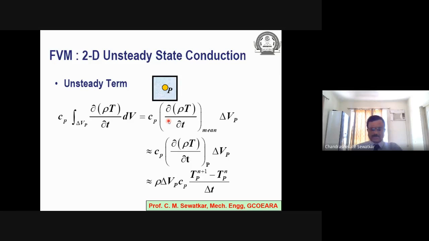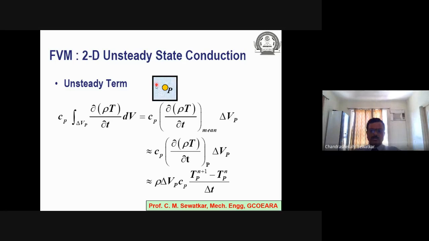So let us look at the first term. The first term is the unsteady term. When we apply the first term to a small control volume, its representation in the integral form is Cp integral over delta Vp of del by del T of rho T dV. That's an exact representation of the unsteady term as applied to a small control volume represented by P.